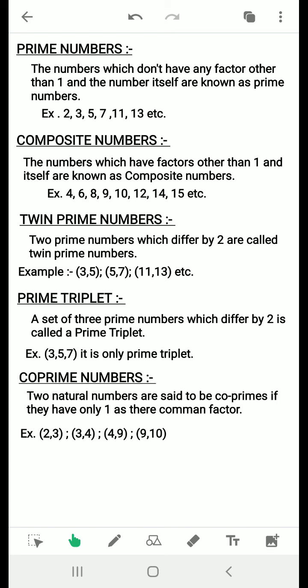For example, 9 and 10. If you write the factors of 9, they will be 1, 3, 9. Factors of 10 will be 1, 2, 5 and 10. If we try to find the common factors of 9 and 10, that means the numbers which are factors of both 9 and 10, then we find there is only one common factor, and that is 1 only. So 9 and 10 have common factor 1. They don't have any other common factor. So we can say these two are co-prime numbers.